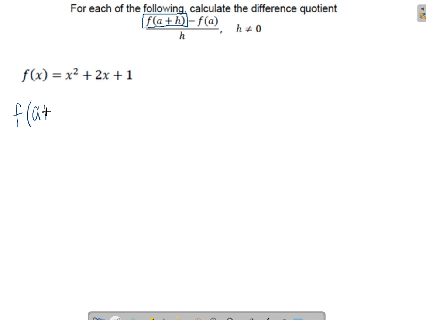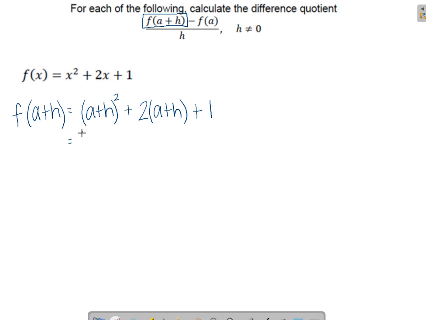f of the quantity a plus h means that we're going to plug in a plus h anywhere that we see an x here. So x squared becomes a plus h squared, plus 2x becomes plus 2 times the quantity a plus h, and then plus 1. This is going to take some time. We're going to need to simplify this.